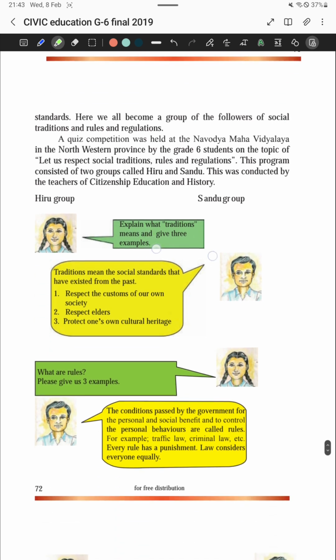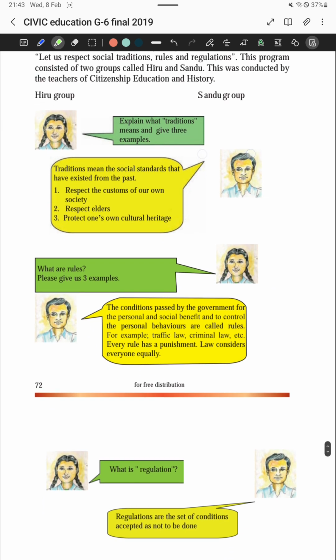So here you have a group discussion. Let's do it at school. With your teacher's help, you can have this conversation, or do it by yourself by making two groups and discussing, explaining what tradition is. Tradition means what? It is mentioned here: tradition is respecting the customs in our society, around us.